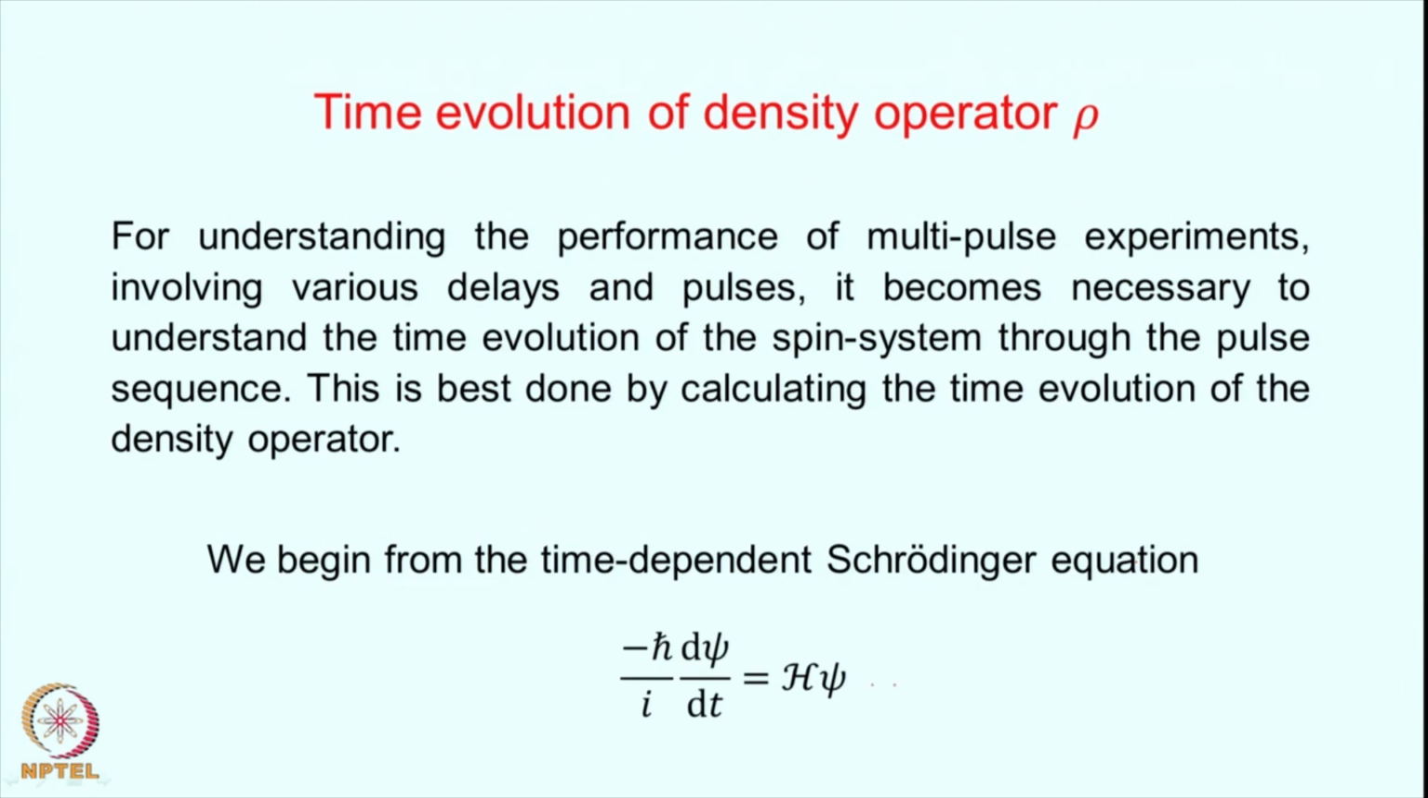For this, we begin from the time dependent Schrodinger equation. The time dependent Schrodinger equation describes how the state evolves with time, and the equation is given in this manner: minus h cross by i d psi by dt is equal to H psi, where H is the Hamiltonian describing the system containing all the interactions, and psi is dependent on time. So, the evolution of psi tells you how the system is evolving with time.